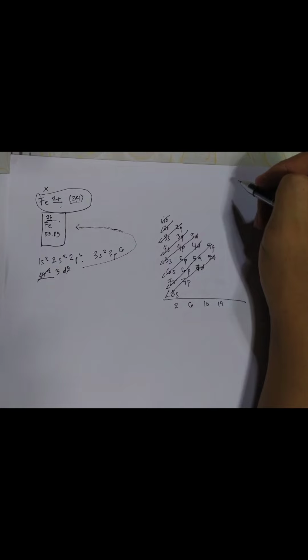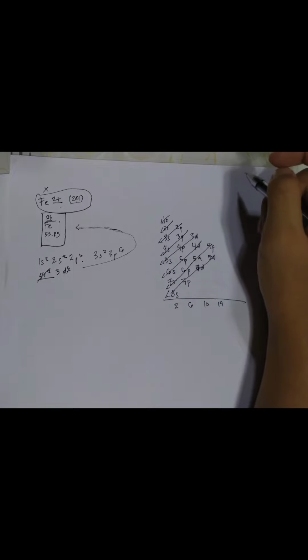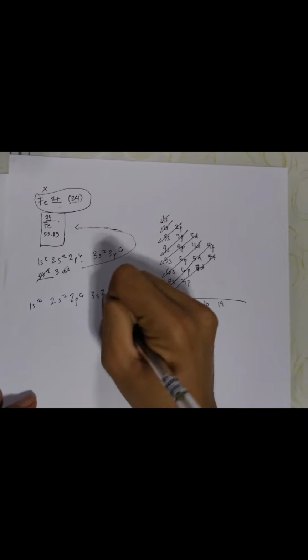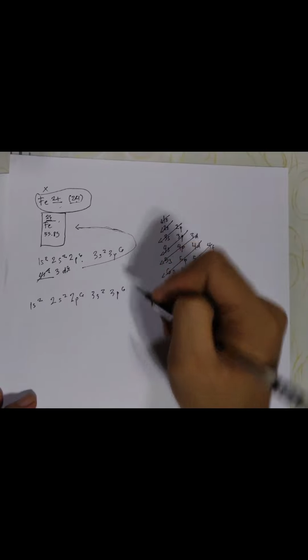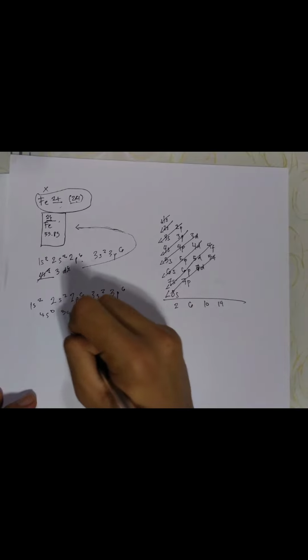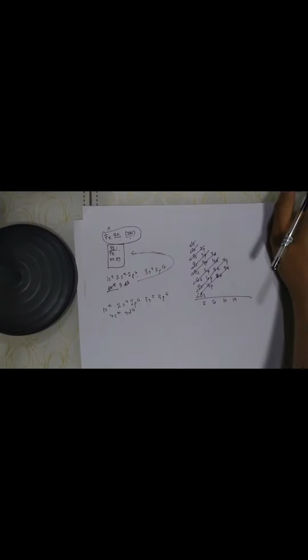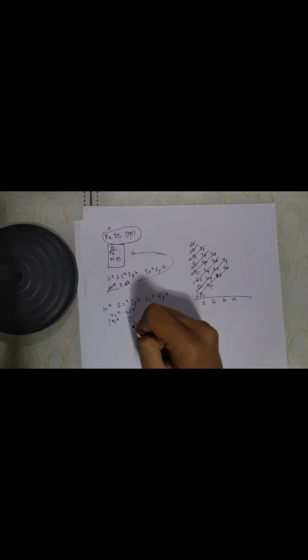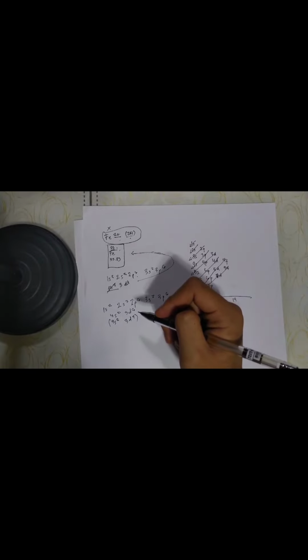Therefore the configuration is 1s2, 2s2, 2p6, 3s2, 3p6, 4s0, then 3d6. You might be inclined to write 4s2 and then 3d4, but that would not be correct.